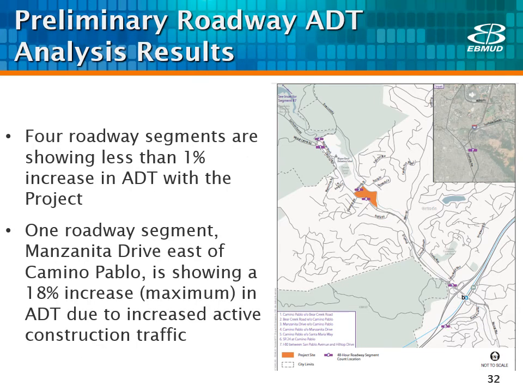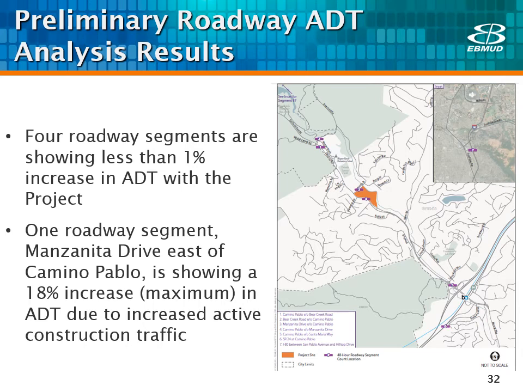Our roadway average daily traffic, or ADT, results show that 4 roadway segments are showing less than 1% increase in ADT with the project. Again, this is because the project traffic addition is small compared to existing traffic already on Camino Pablo. One roadway segment, Manzanita Drive east of Camino Pablo, is showing an 18% increase maximum in ADT due to increased active construction traffic.